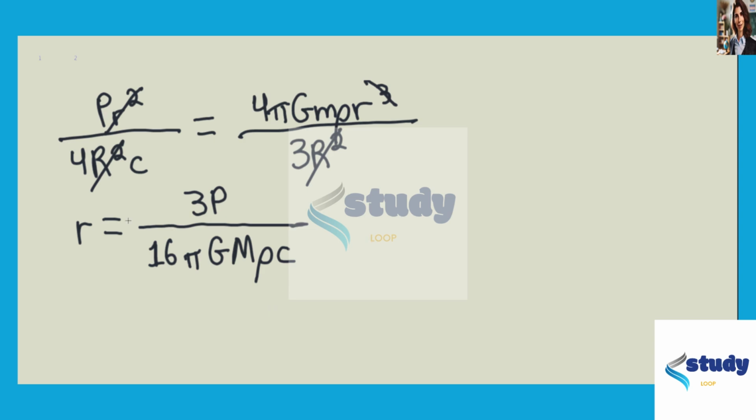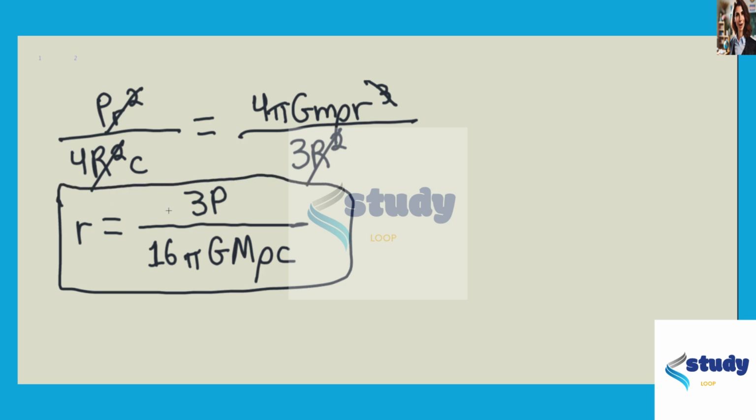So we can say that this would be the critical radius of the particle, such that anything less than this, the particle would be blown out of the solar system. This is your answer to part A.